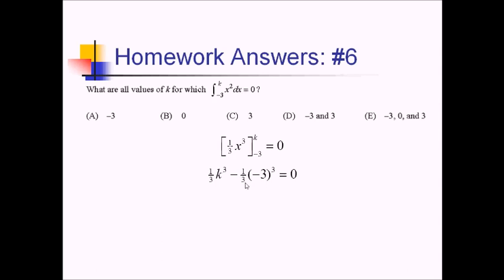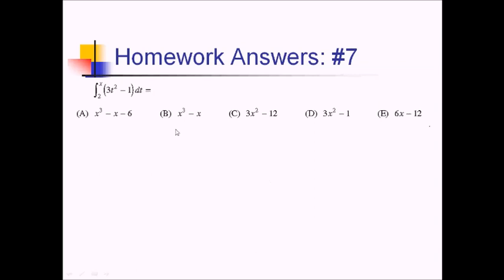And simplifying this a little bit here, I've got negative 1/3 times negative 27, which is positive 9. Next, solving for k, I can subtract the 9 and multiply by 3 on both sides, so that's k cubed equals negative 27. And then cube rooting both sides, we get k equals negative 3. And that's it. So that's going to be answer choice A.